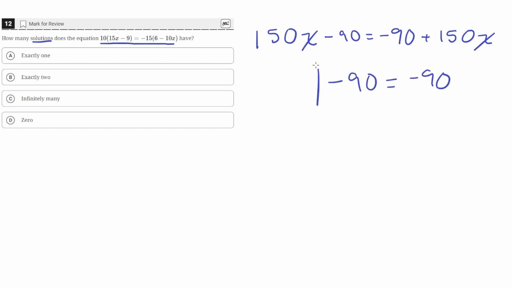And this is always true, which means that no matter what value you set to x, both sides of the equation will always be true. Which means this equation has infinitely many solutions. You can set x to be any value, and both sides of the equation will always be equal to each other.